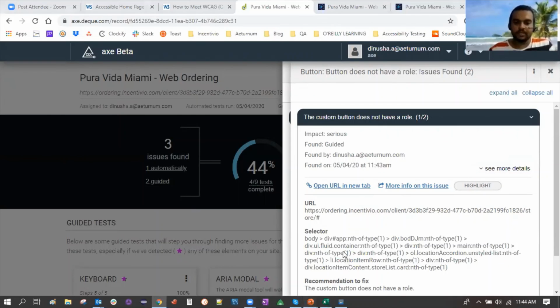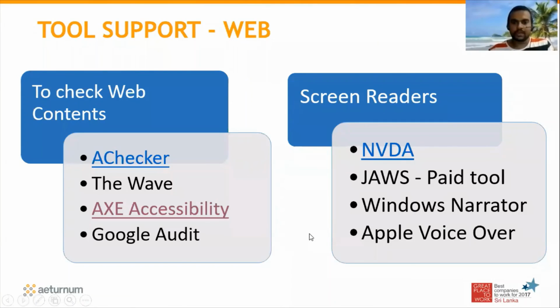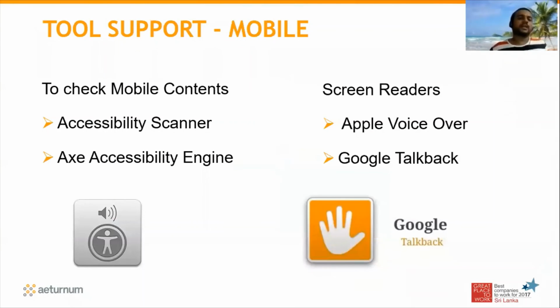All right, then I'm back to the slides again. And okay, tools for mobile accessibility. To check the mobile content, there are many different accessibility software available, and I included 2 of them, Accessibility Scanner and Accessibility Engine. But unfortunately, those are only available for Android, not iPhone, not iOS.